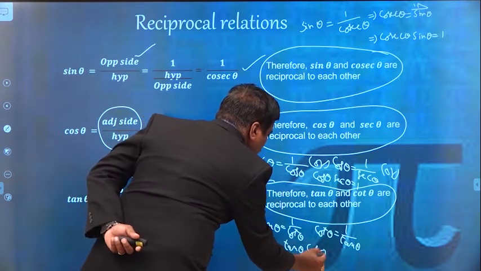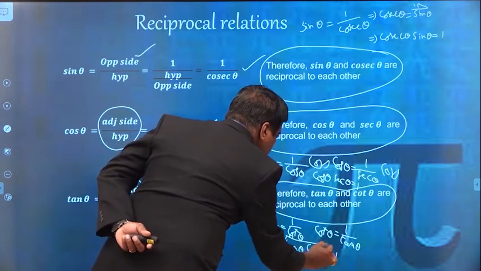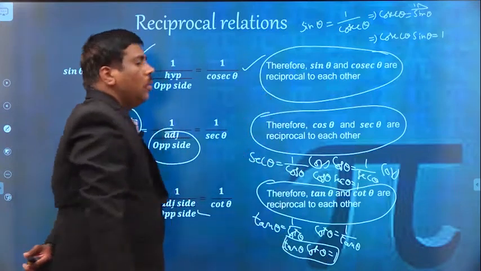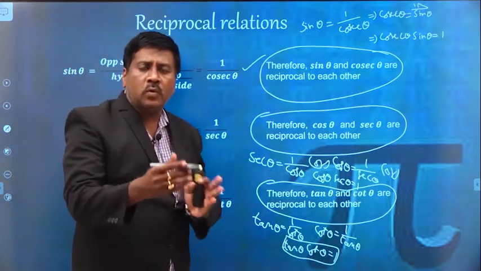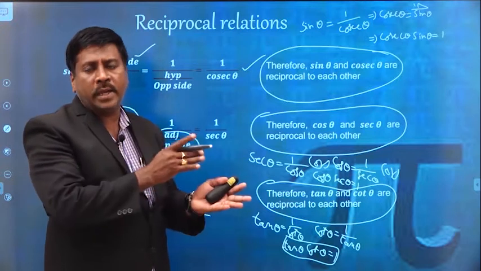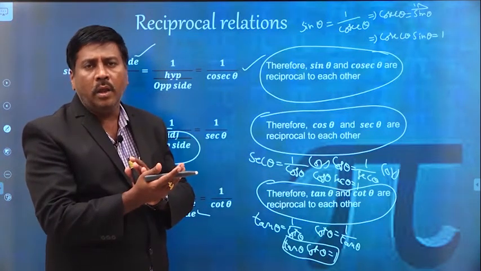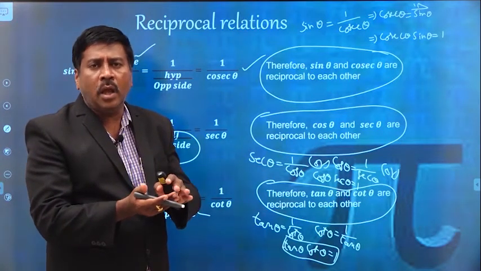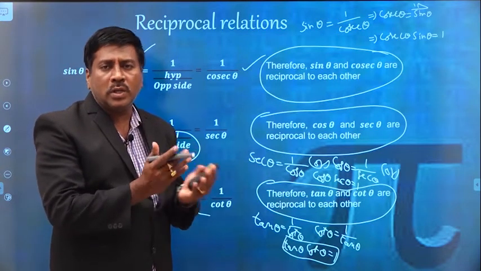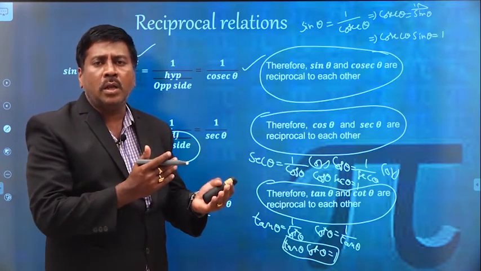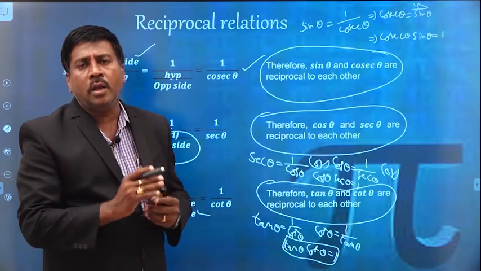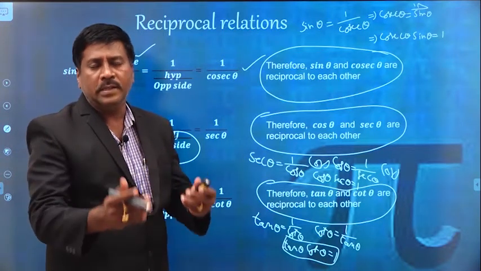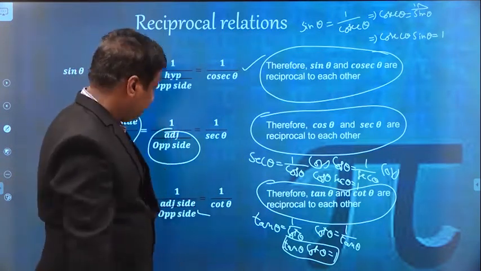So from these three relations, we say that sin and cosecant theta are reciprocals of each other, cos and secant theta are reciprocals of each other, and tan and cot theta are also reciprocals of each other. This is what we conclude.